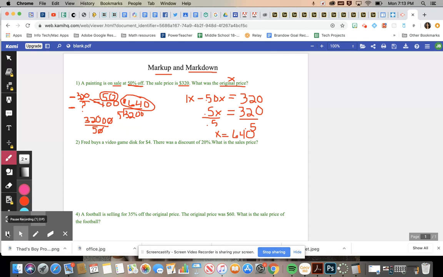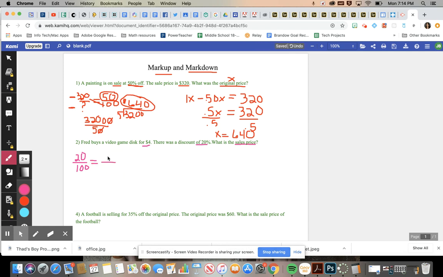Okay, here's our next one. Fred buys a video game for $4. There was a discount of 20%. What was the sales price? So this time we are not wanting the original. We're trying to find the sale price. So let's set up our proportion to start. 20%, we know we can write that as a fraction as 20 over 100. And then equals. And the other number that I know is $4.